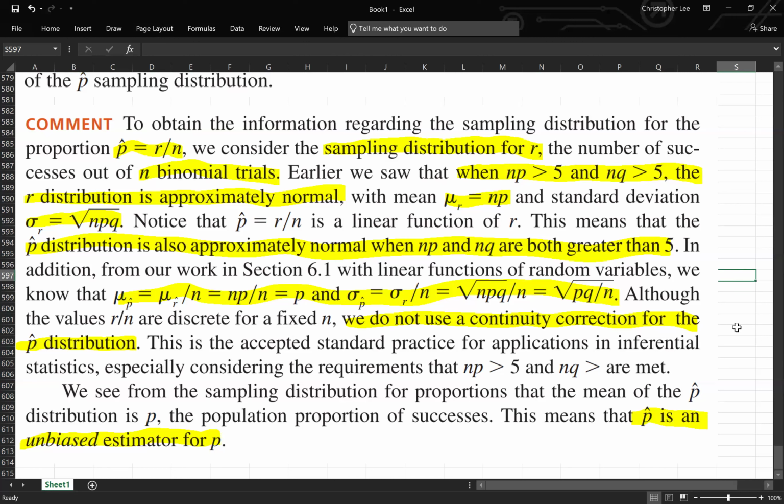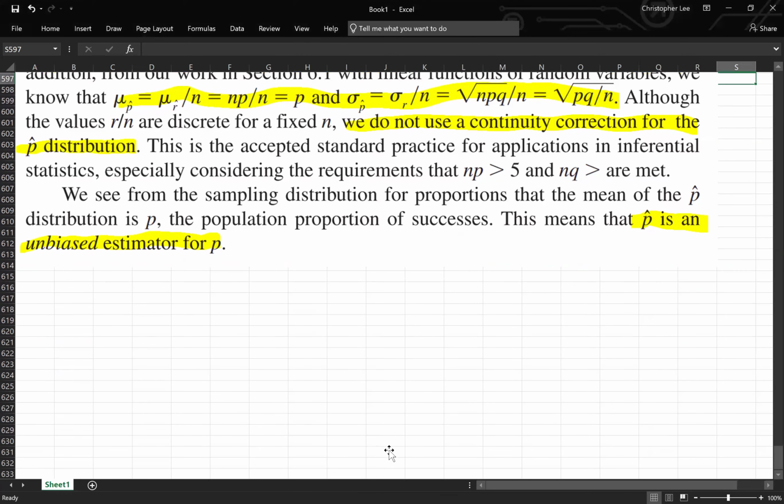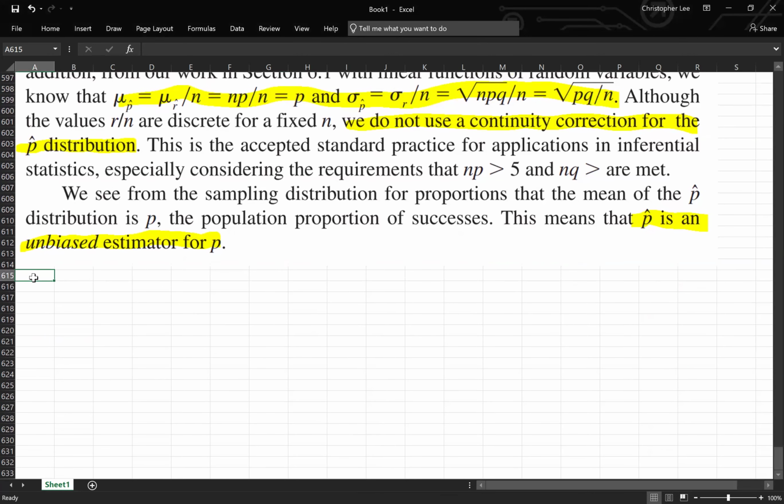We see from the sampling distribution for proportions that the mean of the p hat distribution is p, the population proportion of successes. This means that p hat is an unbiased estimator for our proportion. Good stuff right here. Don't worry, we're gonna go through an example with this.